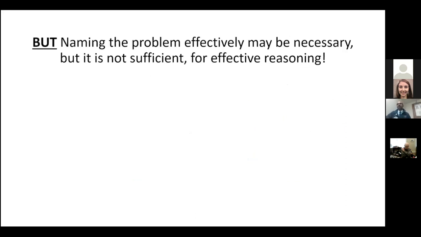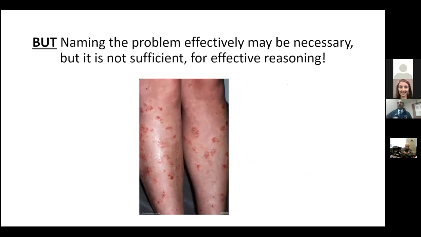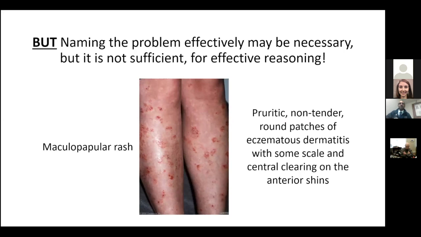Now, we all know that naming the problem effectively is useful, but not sufficient for effective reasoning. And the best illustrative example of this, even for experienced clinicians and internists, is when we think about rash, right? So our tendency as internists is to describe many types of rash as maculopapular. And I'm sure all of you, like me, have attended dozens of hours of CME sessions with dermatologists to learn how to name rashes better. So yes, maybe I should have described it as a pruritic, non-tender, round patch of eczematous dermatitis with some scale.